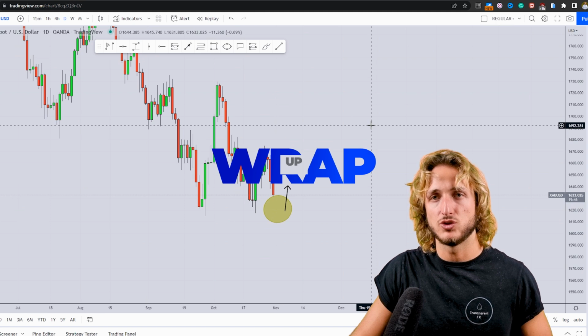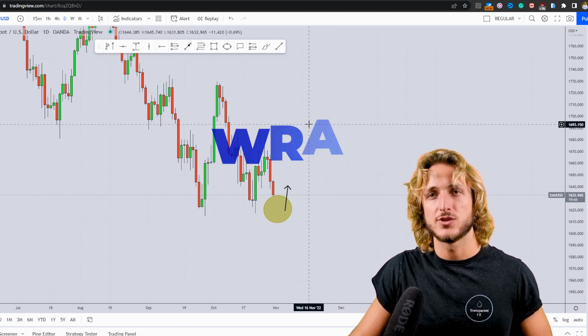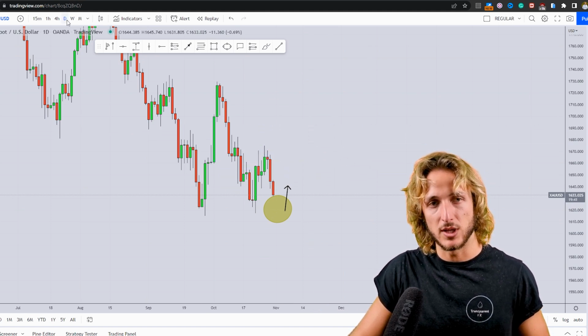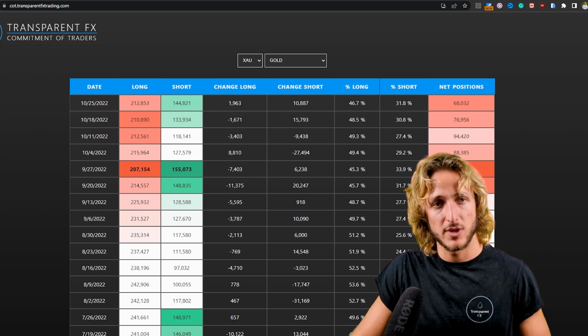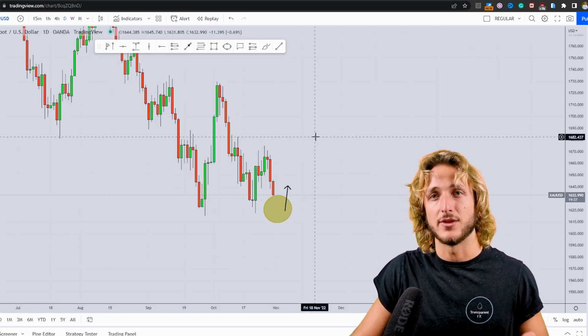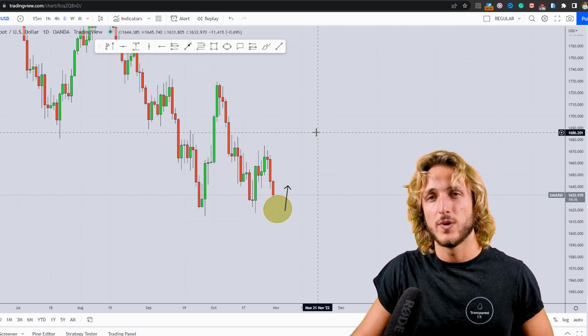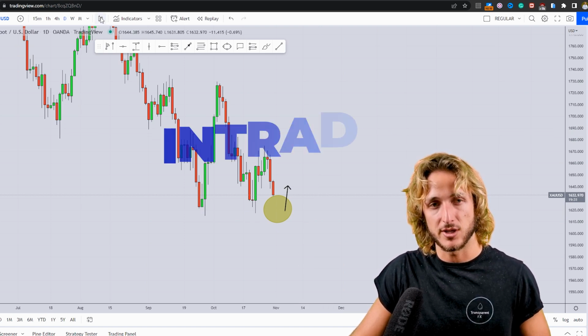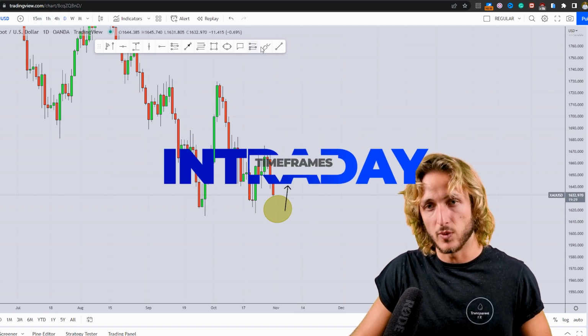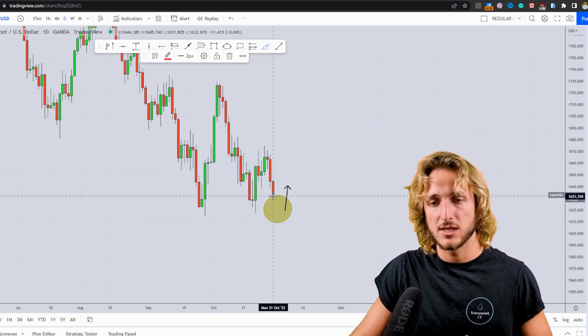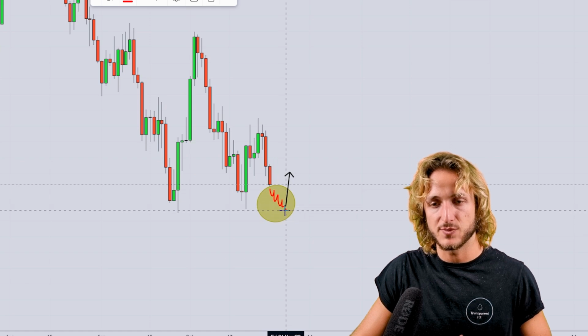So that's how we could be approaching this move. Now, as usual, trading is reactive and not predictive. The monthly, weekly, and daily combined with the COT data, those are the best time frames from a directional perspective. However, when it comes to confirmations and entries, the best time frames are the intraday time frames, so 4 hour and lower.